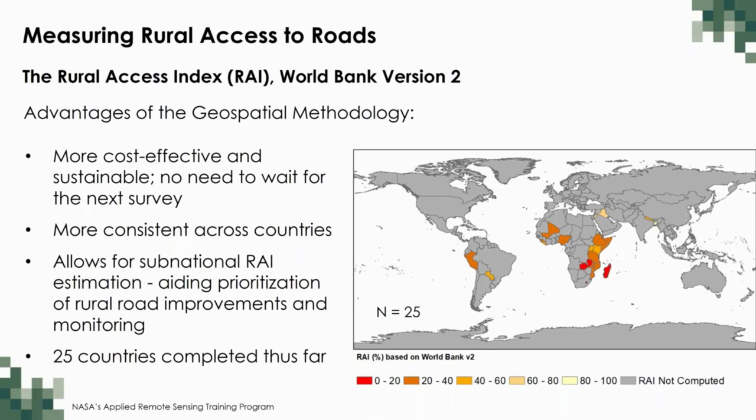This method also allows for RAI estimation at the subnational level, such as districts or villages, which can highlight significant inequality in rural accessibility across areas, aiding prioritization of road improvements and monitoring. Thus, the geospatial RAI has become the most widely accepted metric for assessing rural populations' access to transport consistently across countries and time. The World Bank has computed the RAI for 25 countries so far with this new geospatial methodology.